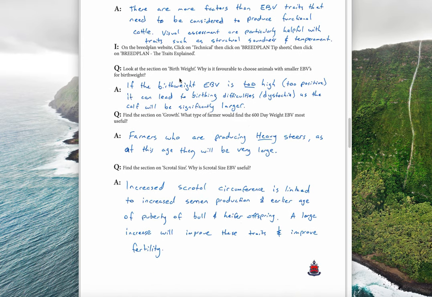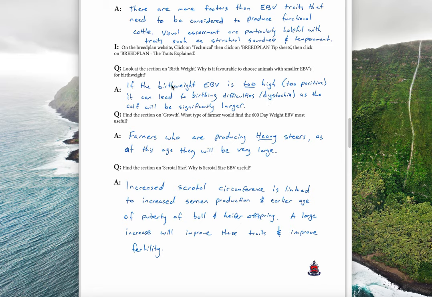The next one is on birth weight, and it says, why is it favourable to choose animals with smaller EBVs for birth weight? Basically, the reason is if you have a cow giving birth to a really, really large calf, it's probably going to have birthing difficulties, and what we call that is dystocia, spelt here, and that means that they have trouble giving birth, and obviously that can lead to the animal or the calf potentially dying.